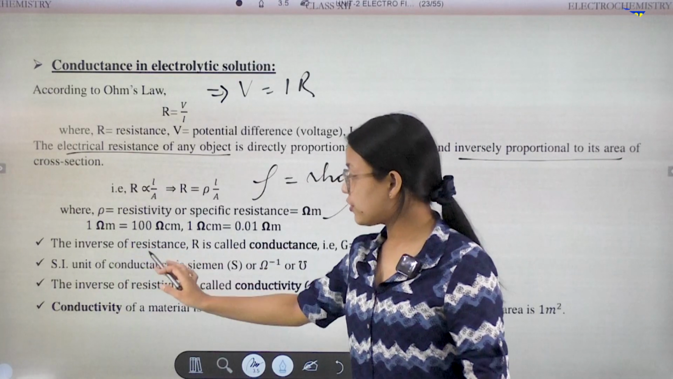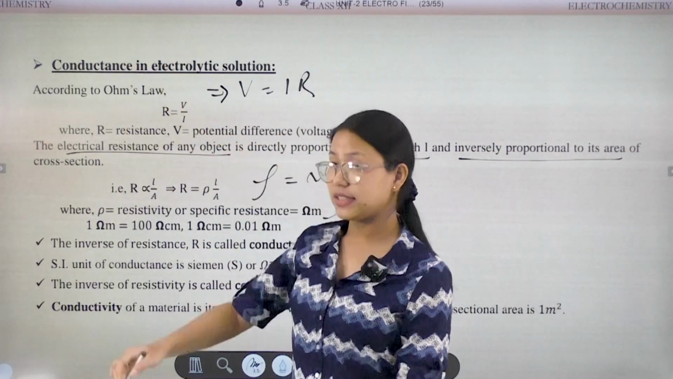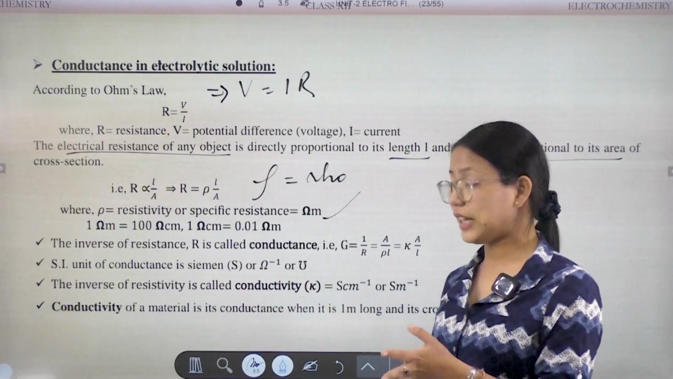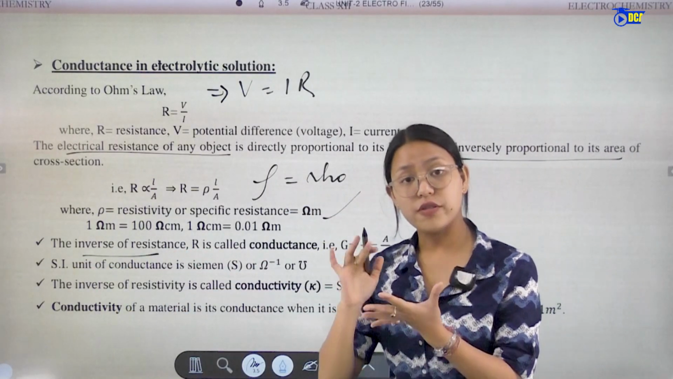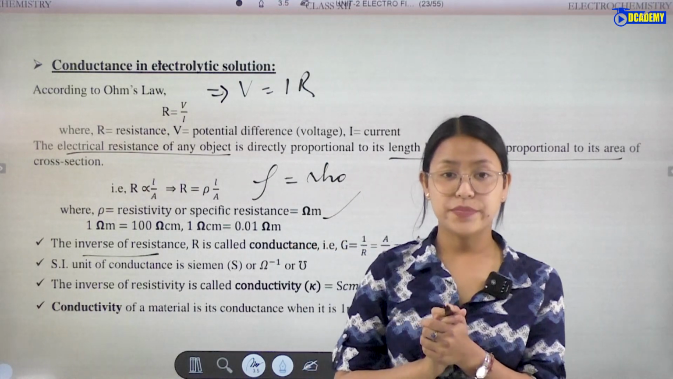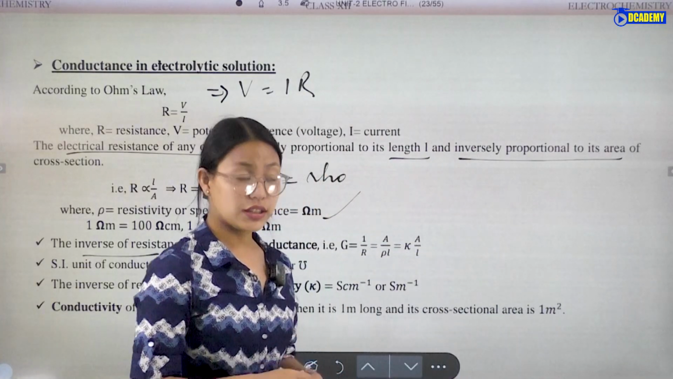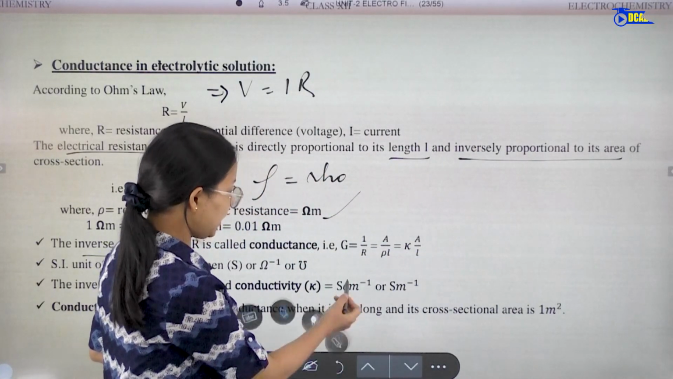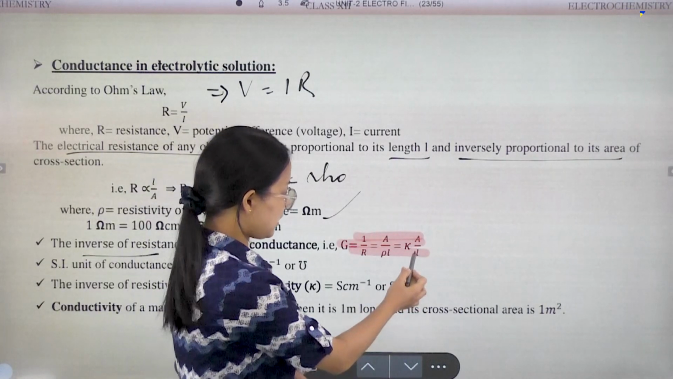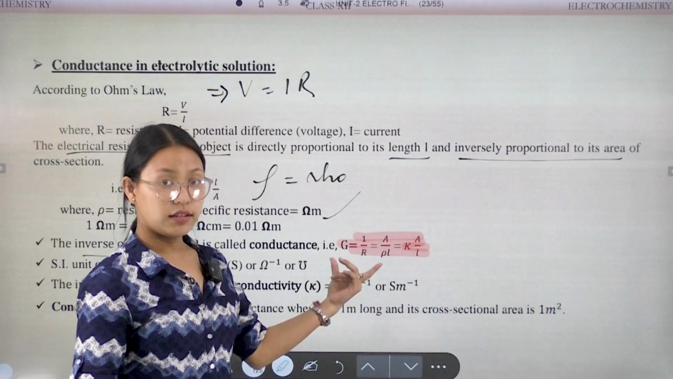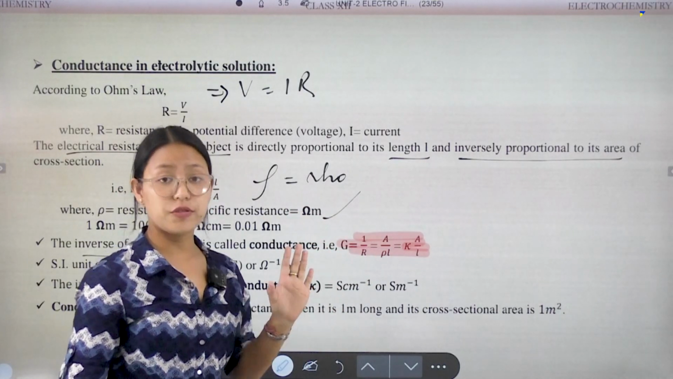Now, the inverse of resistance R is called conductance. What do we mean by conductance? The inverse or reciprocal of resistance is known as conductance. That means G, the conductance, will be 1 by R, the reciprocal of the resistance.